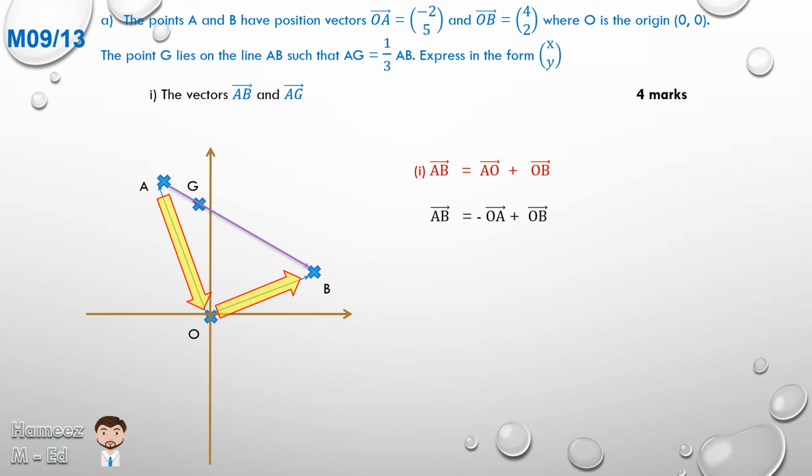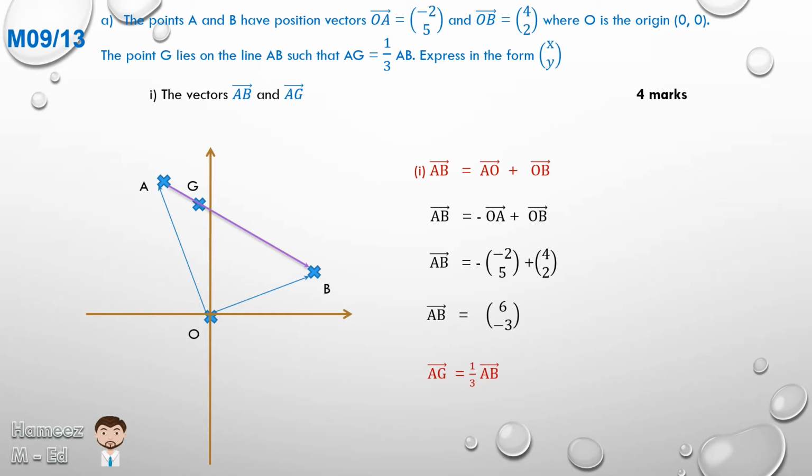And as we substitute the values, AB is equal to minus the column vector minus 2, 5 plus 4, 2. And we can solve by working out the top value for x. Minus 2 plus 4. That's 2 plus 4 is equal to 6. And minus 5 plus 3 is equal to minus 3. So we have AB. And for the next part, they're asking us to find the column vector for AG. And we have a formula. They gave us AG is equal to 1/3 AB. So let's substitute after our formula.